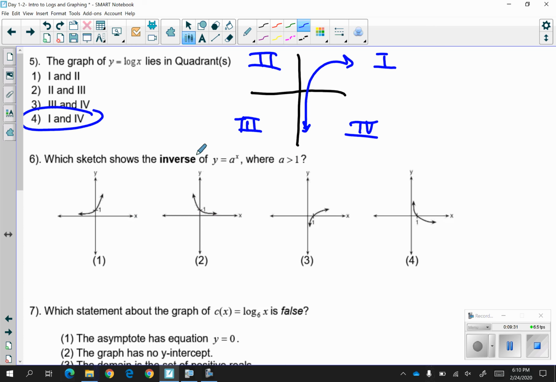Number 6 is asking for the inverse, and they're giving you an exponential, which means that the inverse is a log. Which one looks like a log? Only choice 3 does.